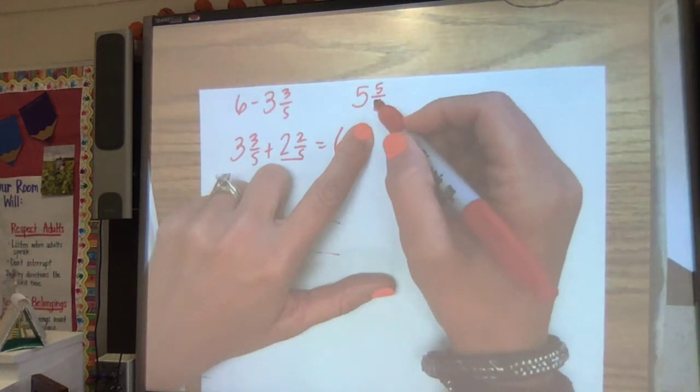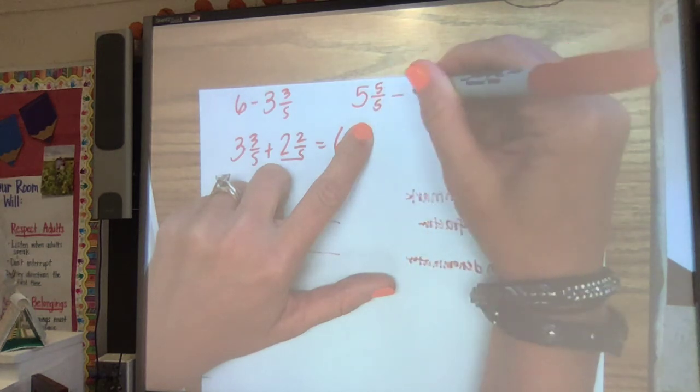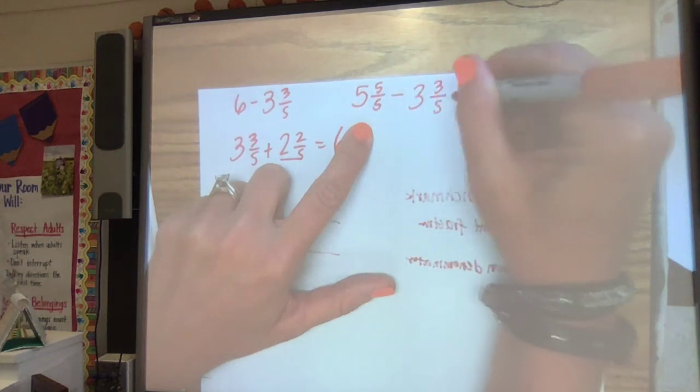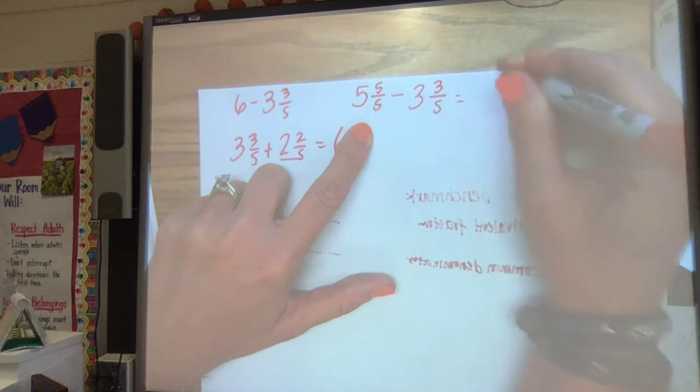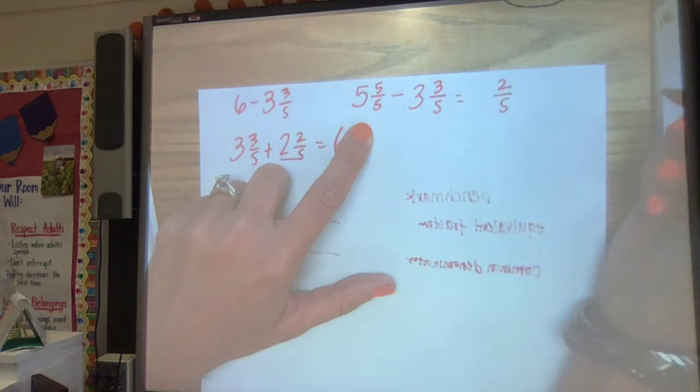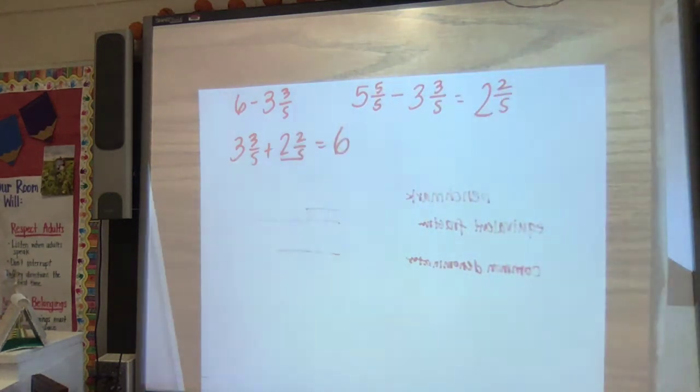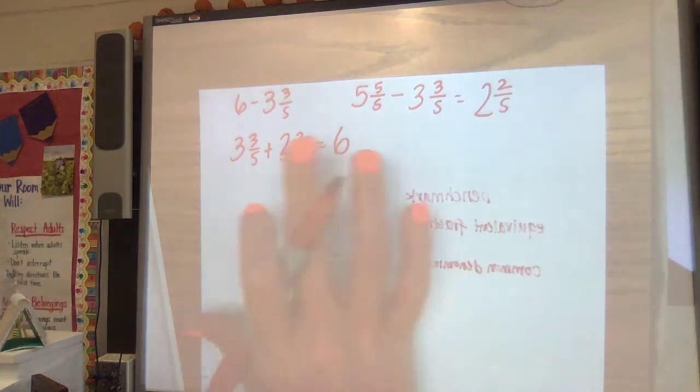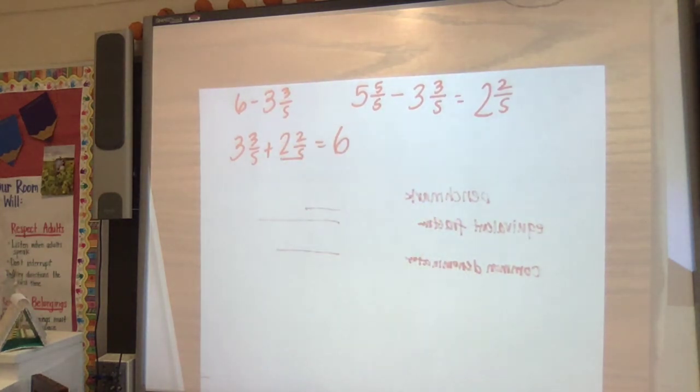5 plus 1 is 6. Minus 3 3/5. Then 5/5 minus 3/5 would be 2/5. And 5 minus 3 is 2. So there's two different ways that you might think about how you would solve that problem. I hope that makes sense.